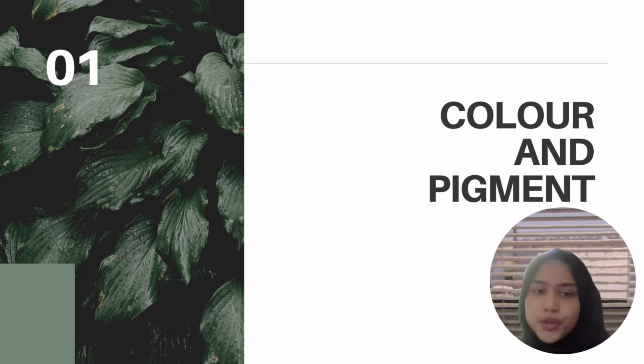As we know, polluted water can come from various sources. One of them is color and pigment. Therefore, in order to reduce the harm caused by color and pigment, there are many technologies and treatments needed in order to control its negative impact on our environment.